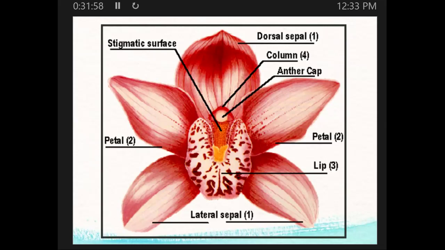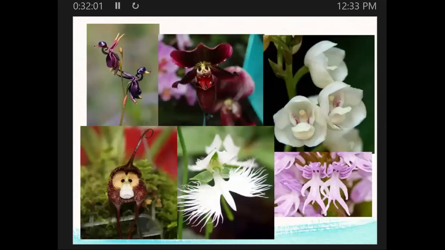And so these images here are showing some very bizarre looking orchids. If you look at them closely, they might remind you of other things. So that top left one, doesn't that look like a duck in flight? It's called a duck orchid. The one here, the top middle, is called the Dracula or vampire orchid.